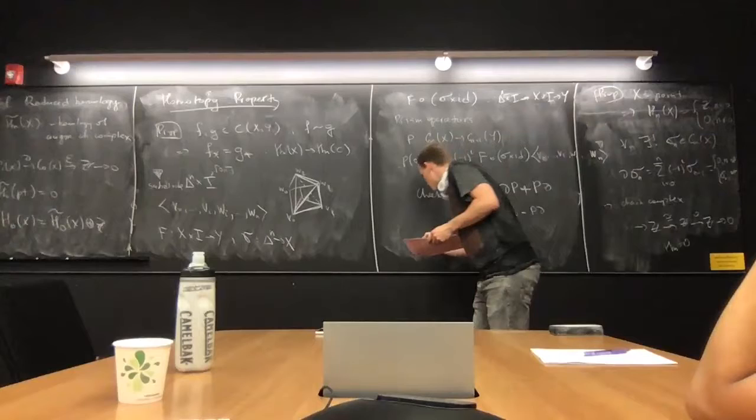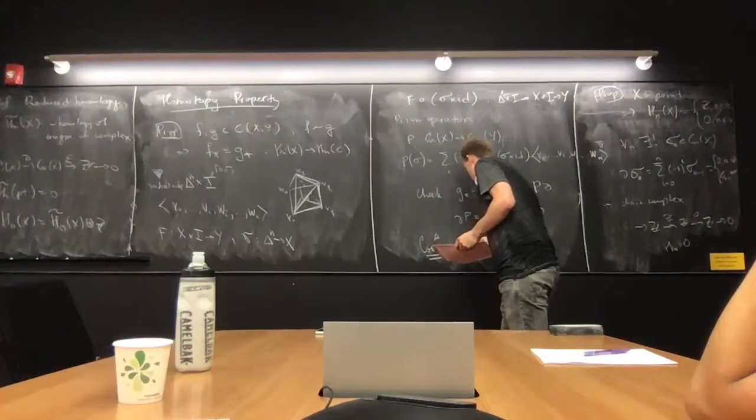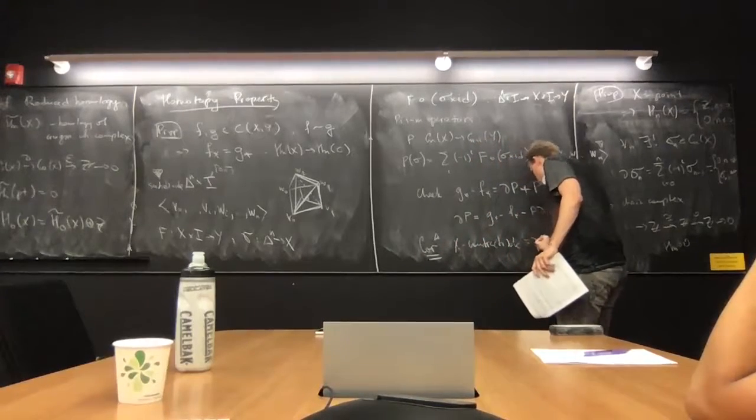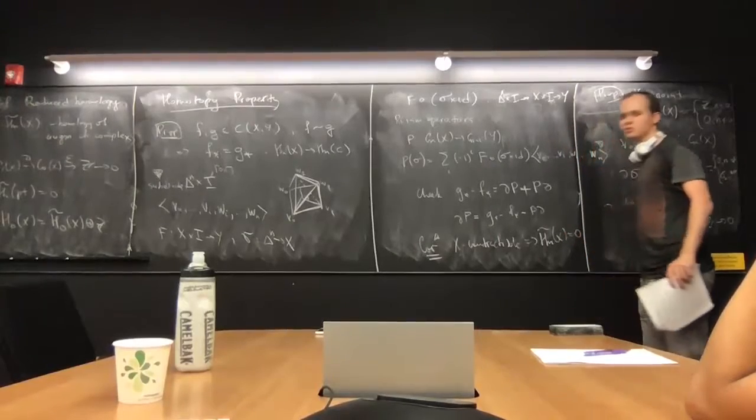So one corollary from this is if X is contractible, then the reduced homology of X is all 0.